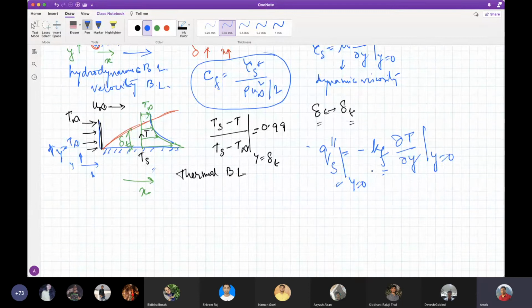The surface consists of a solid material, it would have its own K value. That K is Ks, the thermal conductivity of the solid surface. But this one we are writing for the fluid. So the local heat flux applying to the fluid nearer to the surface.